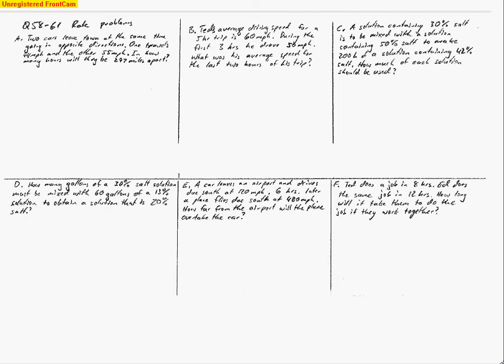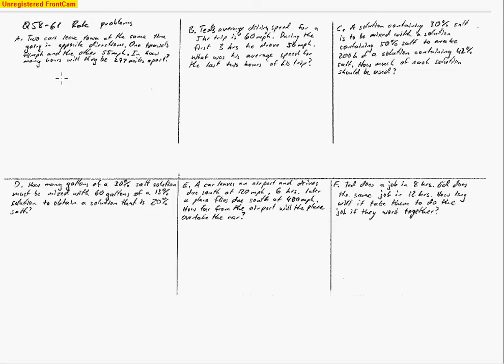Questions 58 through 61 deal with rate problems. So let's take a look at the first one here. Two cars leave town at the same time, going in opposite directions. One travels at 44 miles an hour, the other at 55. And they want to know in how many hours will they be 297 miles apart.